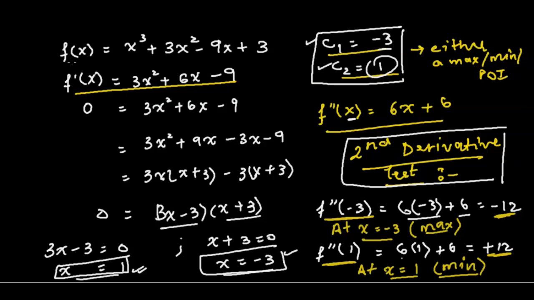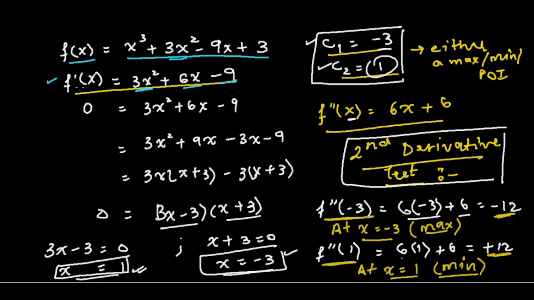Let's say we are given f(x) = x³ + 3x² − 9x + 3. The first step is always to find the first derivative, and that would be equal to 3x² + 6x − 9. The next step is always to find the critical numbers.